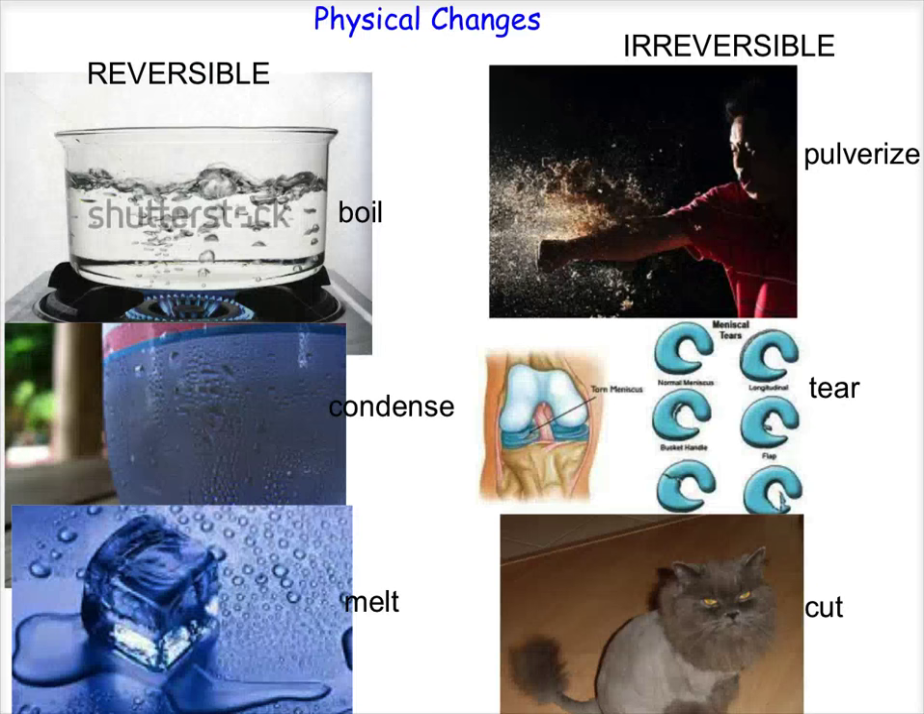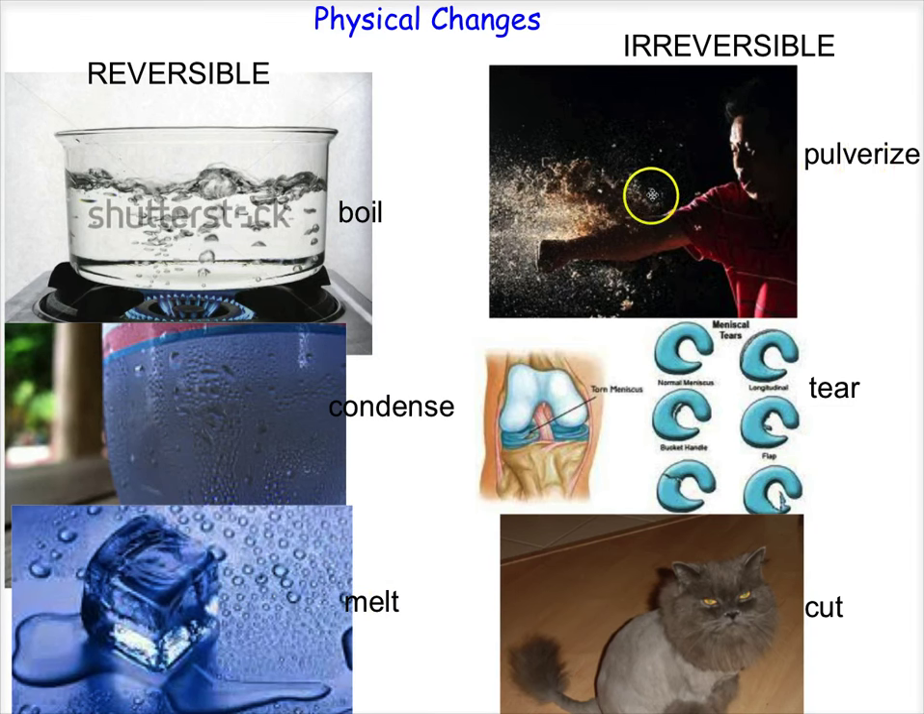There are some pictures that go along with this. Here we can see reversible changes. Here's a picture of water boiling. Here's a picture of water condensing from the gas to the liquid phase on the outer surface of a bottle outside on a hot summer day. Here we see an ice cube melting. This is when a substance goes from a solid to a liquid state. All of these are reversible by just changing the temperature of the substance.